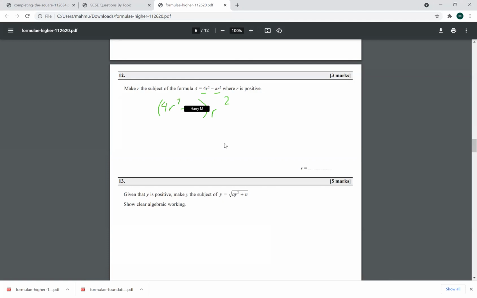Why have you got R again here? Oh, sorry, delete the R. Yes, because you got the R outside. So 4, then where's the pi gone? Yes, that's it. So now that is equals to A.